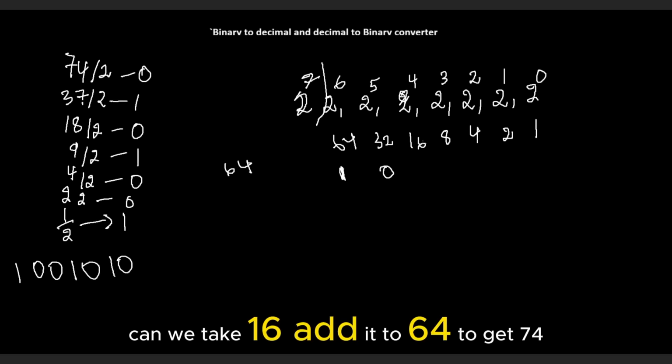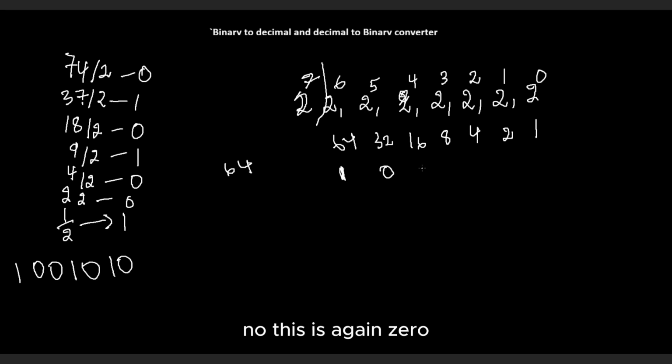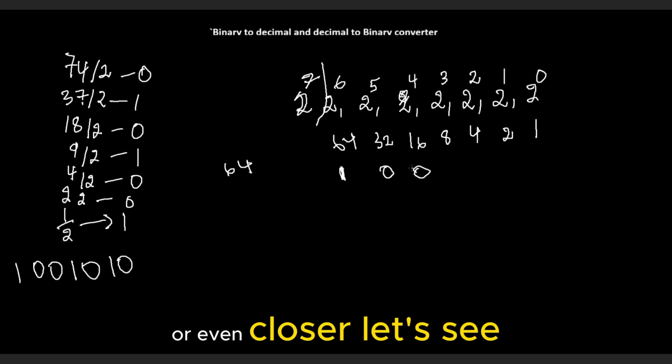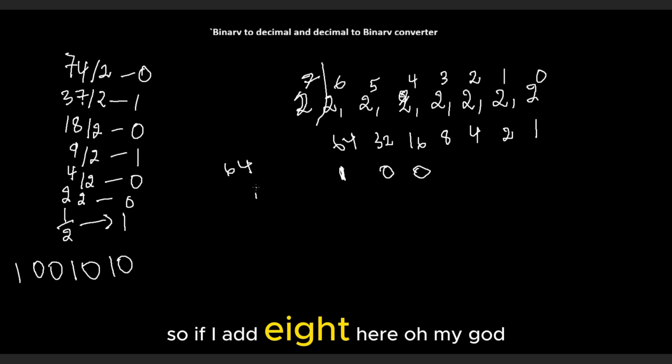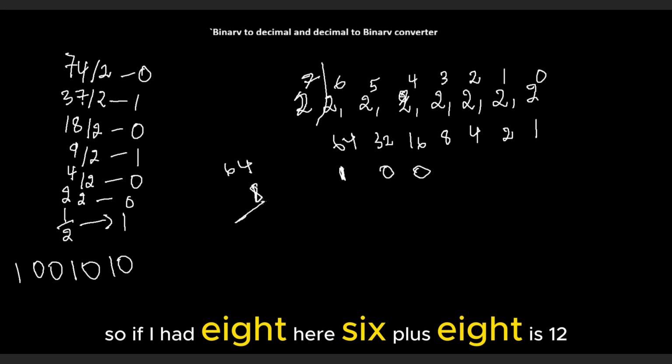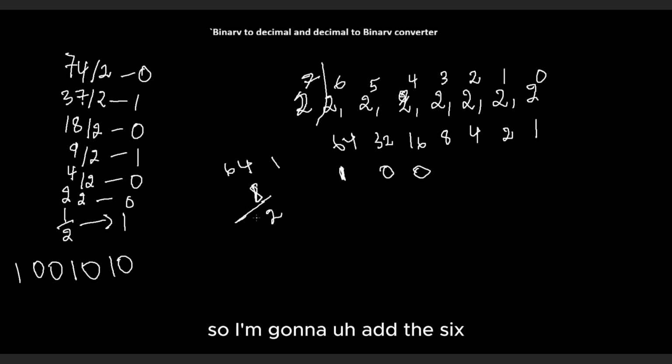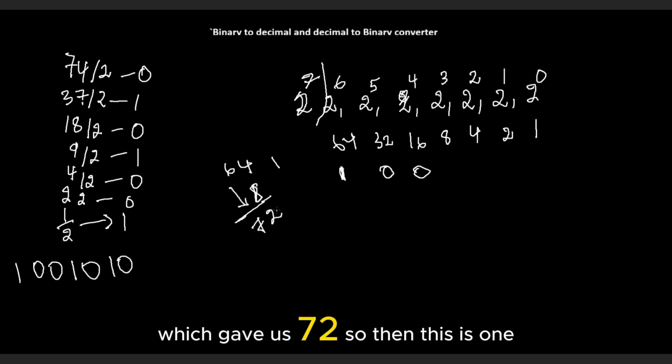Can we take 16, add it to 64 to get 74? No, this is again 0. Can we take 8, add it to 64 to get 74 or even closer? Let's see. If I add 8 here, 64 plus 8 gives us 72. So then this is 1.